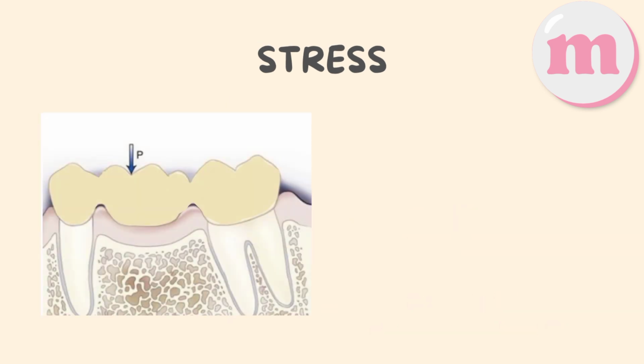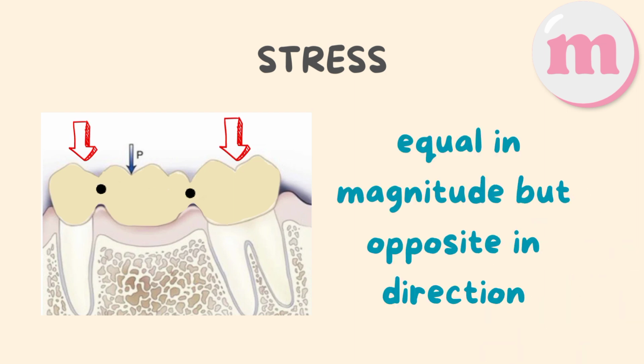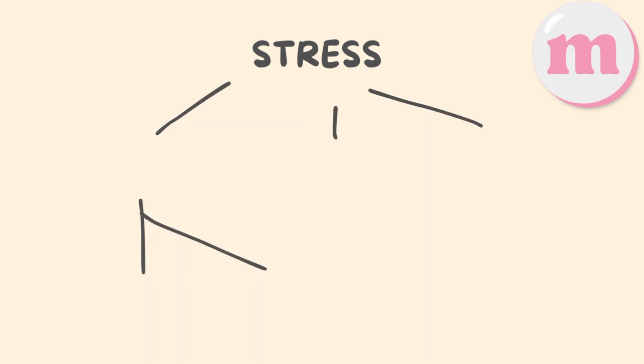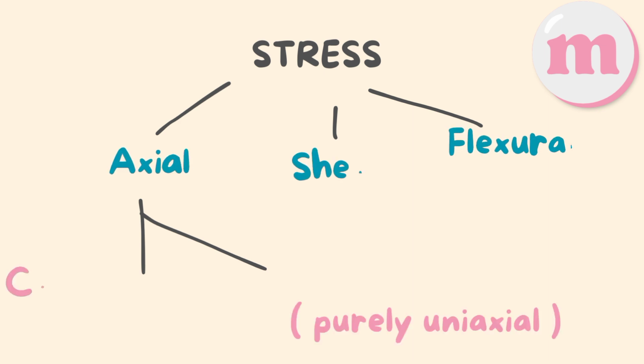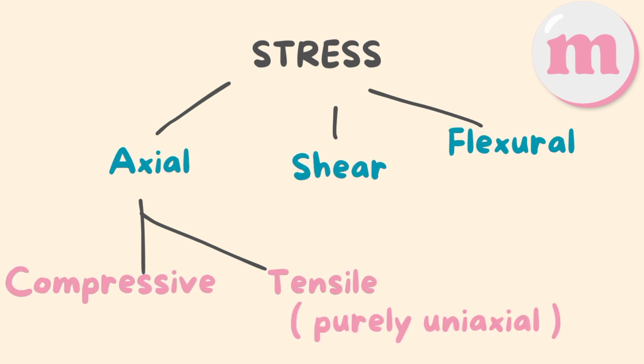Let's take a 3-unit FPD, for example. The external force will be the masticatory load, and in response to it, an internal resistance equal in magnitude and opposite in direction will be developed. Depending on the type of forces involved, the stresses can be compressive, tensile, shear, and flexural stress.